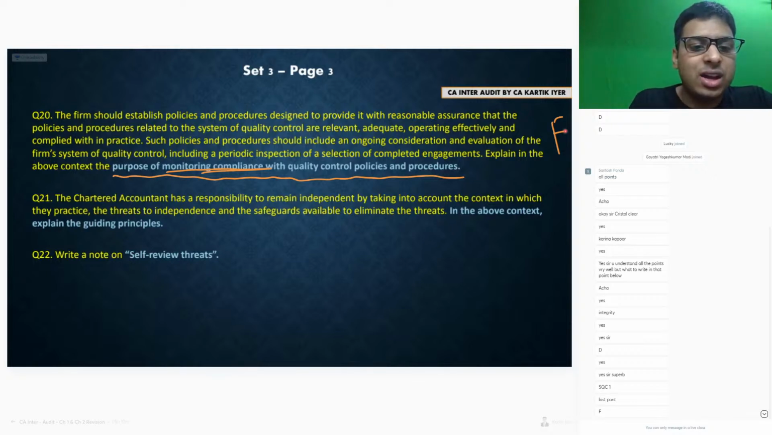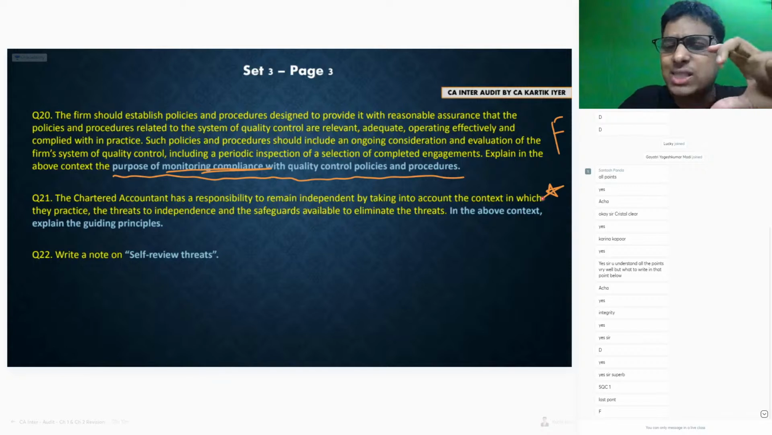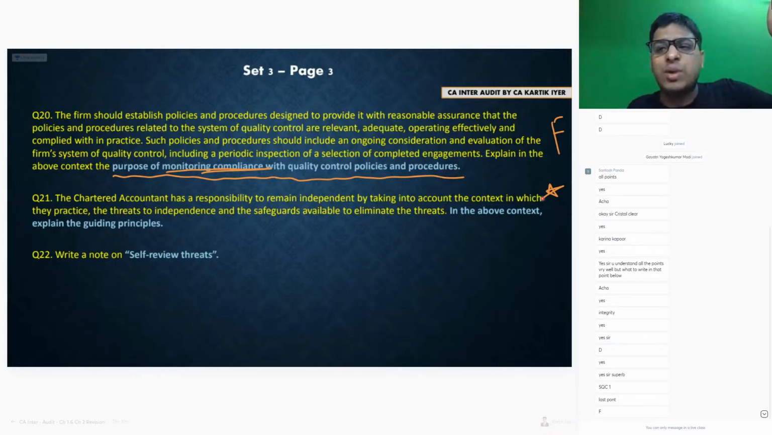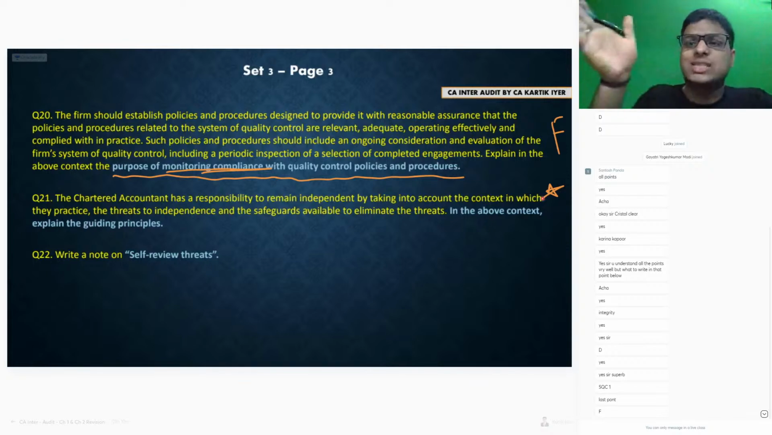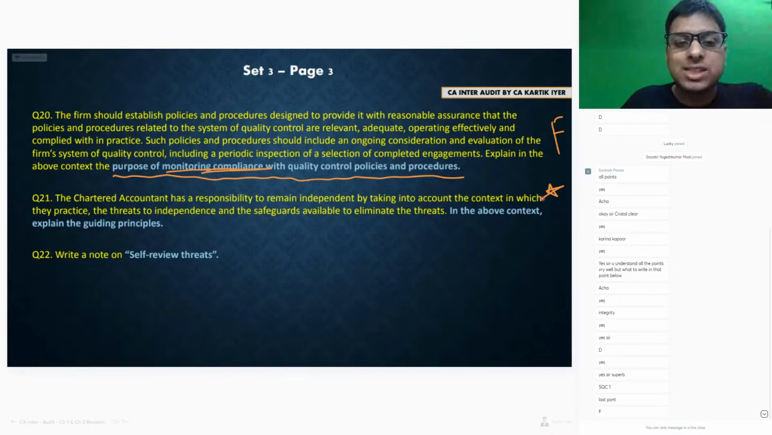Now, this question is very nice. I just want to mark it with a star. I'll read it for you. You will understand how ICAI tries to trick you. In the exam, you will start thinking that this is the answer, but actually it is this answer. It will take you in one direction, but you have to take the other direction. Now, what is this? Let's see.